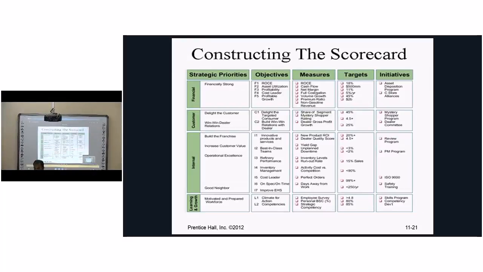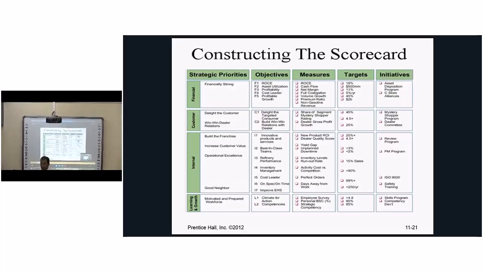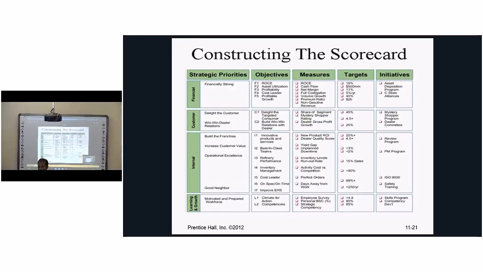If I get into the details of constructing a balanced scorecard, the scorecard mainly contains four sections: the financial section, the customer dimension, internal business processes, and learning and growth. Basically, the financial section measures how strong you are financially.